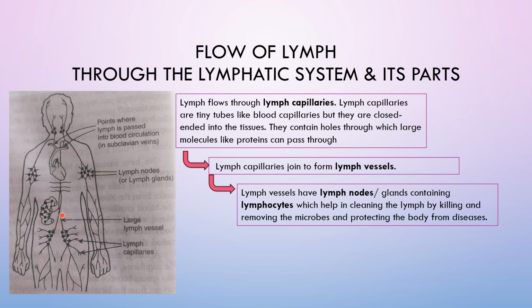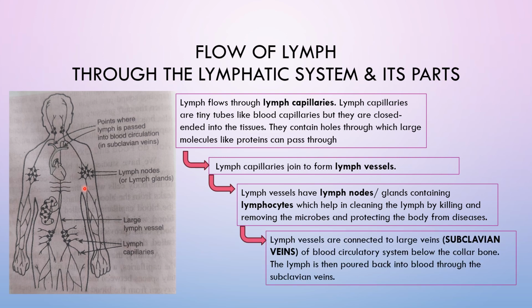Further, these lymph vessels have got some nodes like these. So the lymph vessels would have some nodes or glands, and these glands or nodes contain lymphocytes. These are special type of cells, and these cells help to clean up the lymph. They have phagocytic action, and they can clean up the lymph by removing the microbes and also dead cell, broken cell particles and so on, and they protect the body from disease.